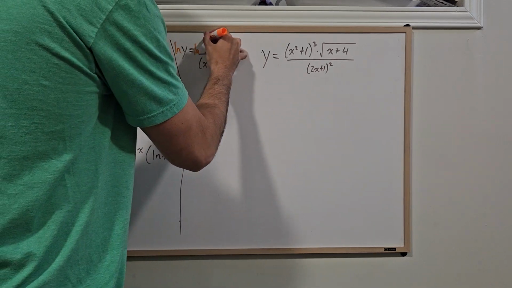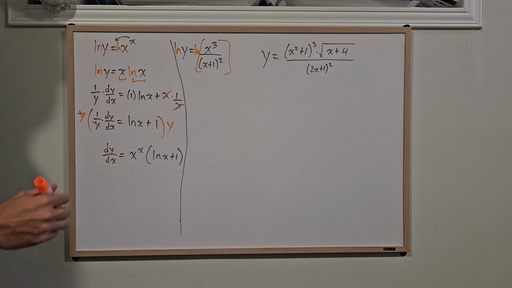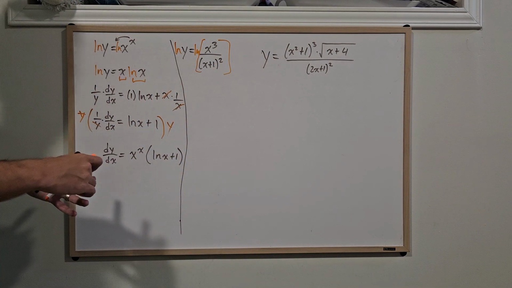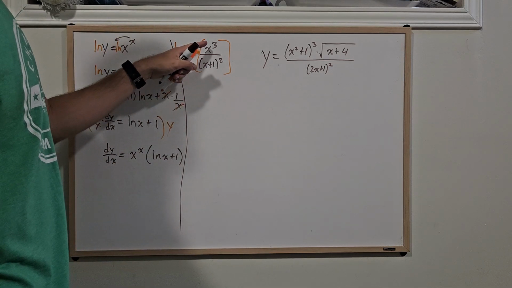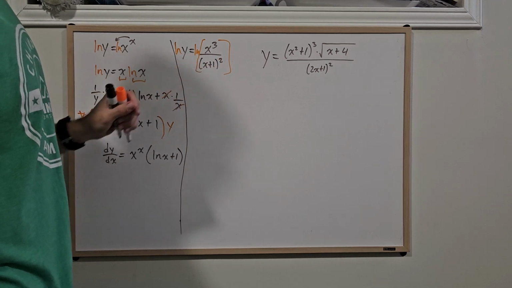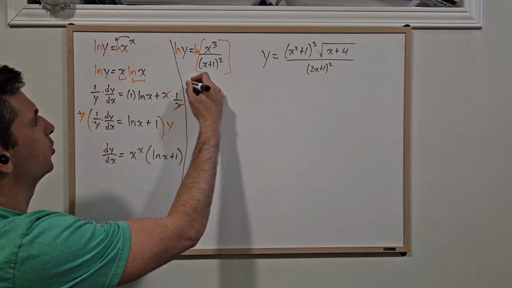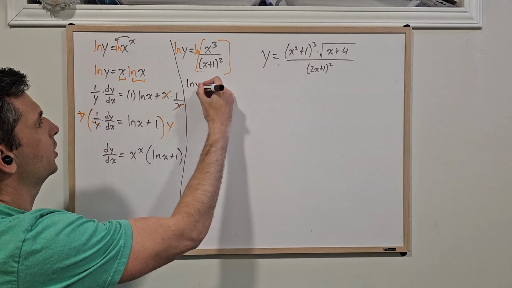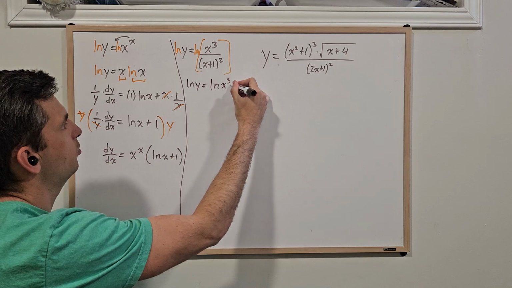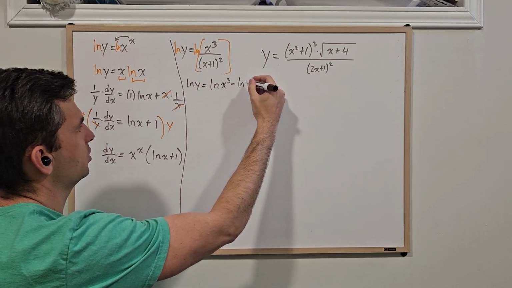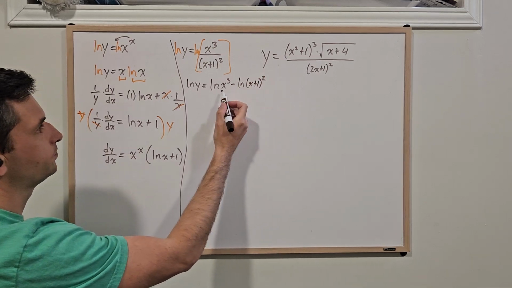So here we have the natural log of this whole function inside here. Our rules of logarithms say that if I have the natural log, or the log of any base, of one function over something else, I can split them up in this way. So I'm going to just rewrite that. I'm going to have natural log of y equals natural log of x cubed, minus the natural log of x plus 1 squared.